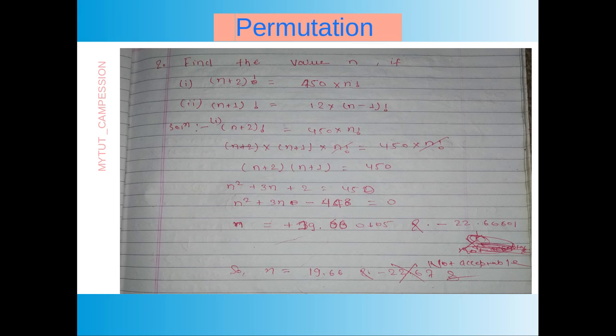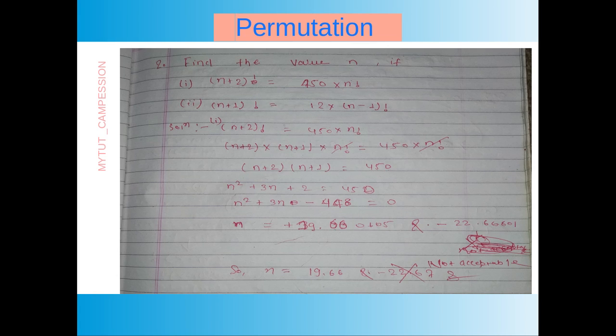Now second question: find the value of n if. First question, if n plus 2 factorial equals 450 into n factorial. Second question is n plus 1 factorial equals 12 into n minus 1 factorial. Find the value of n. What is the value of n? So you can solve, operate.